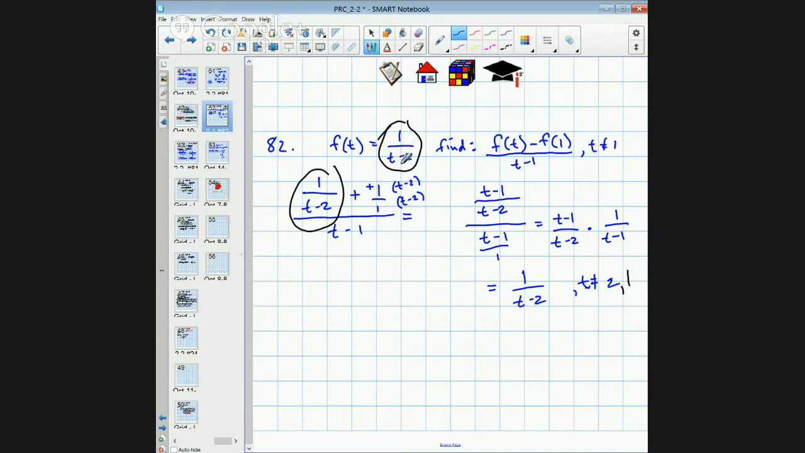What's f of 1? Well, what happens when you plug in 1 here? You get 1 minus 2, negative 1. What's 1 over negative 1? Negative 1. So this really is minus a negative 1. What happens when you subtract a negative? It becomes a positive. That's why I changed those to plus signs. I went ahead and got a common denominator by multiplying top and bottom of the second fraction by t minus 2. Now I could combine it, invert and multiply.